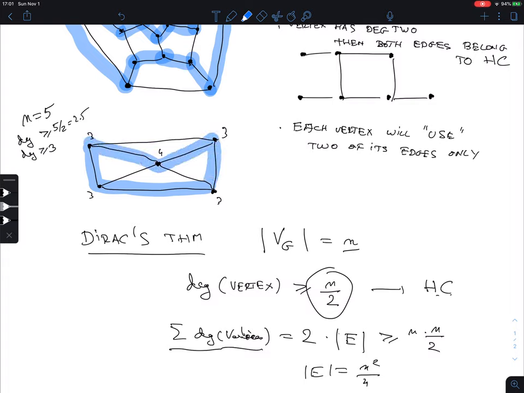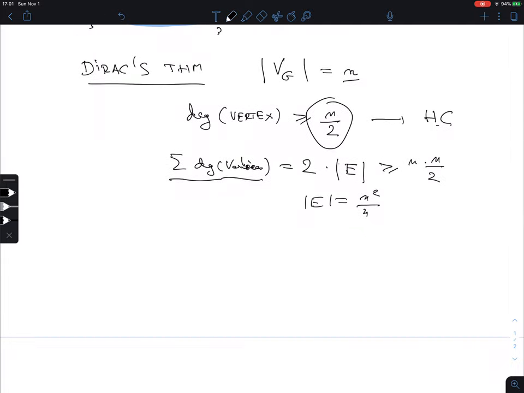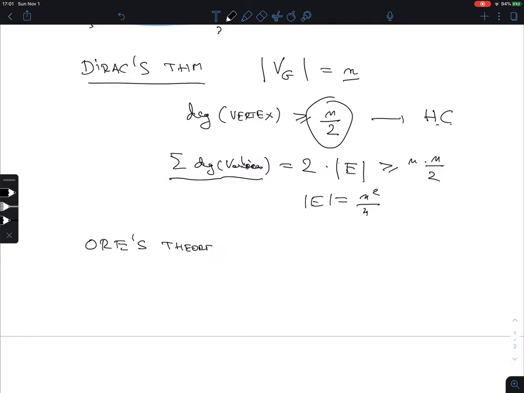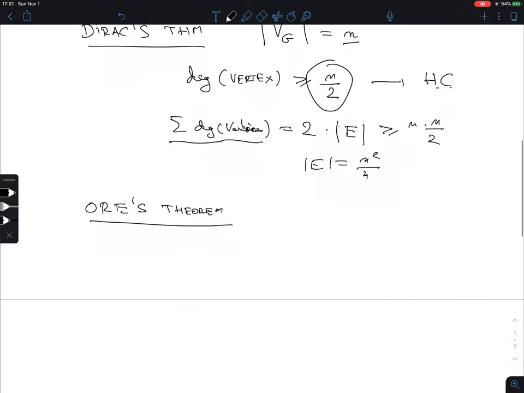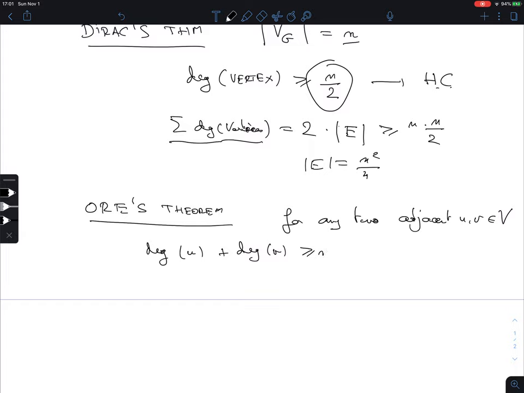Okay? There's another theorem which is actually more general, Ore's theorem. Again, Dirac and Ore are two mathematicians. Ore's theorem says if the degree of u plus the degree of v, for any two adjacent vertices u and v, if that sum is bigger than n, then we have a Hamilton circuit.